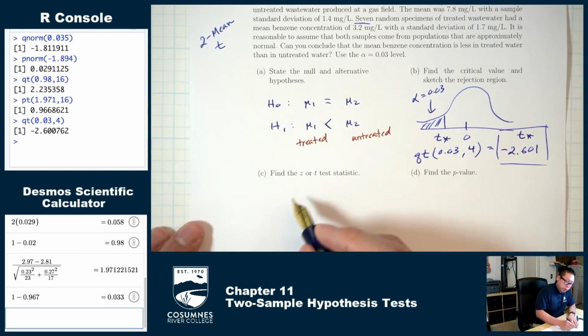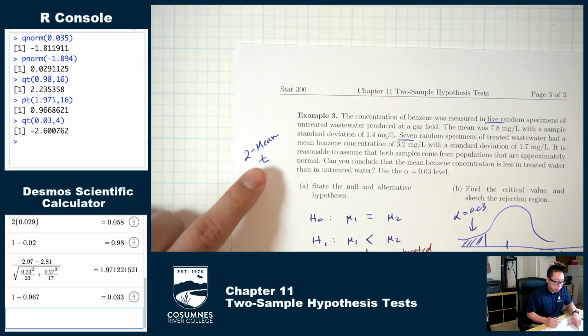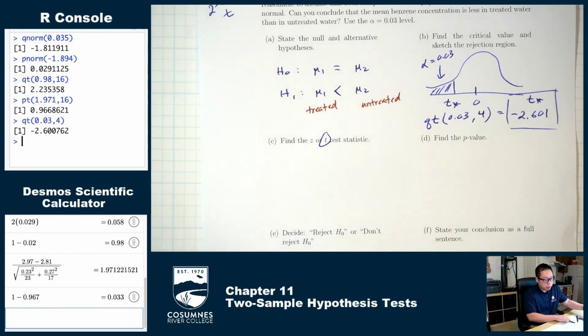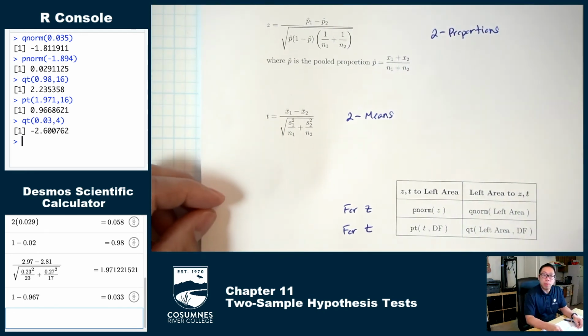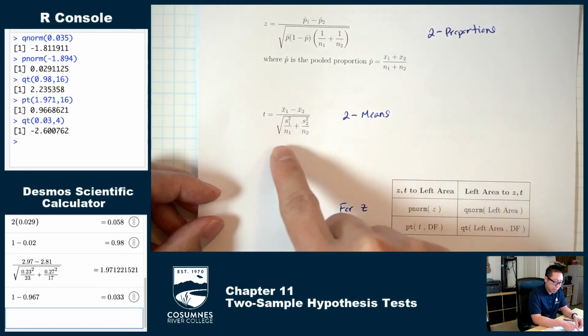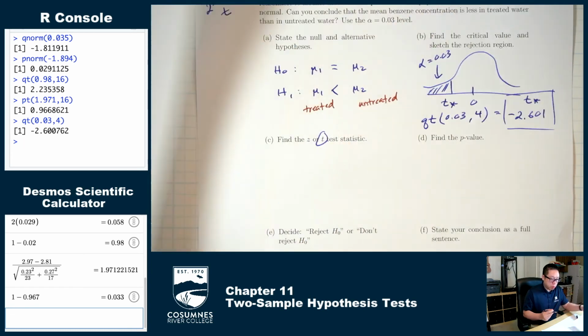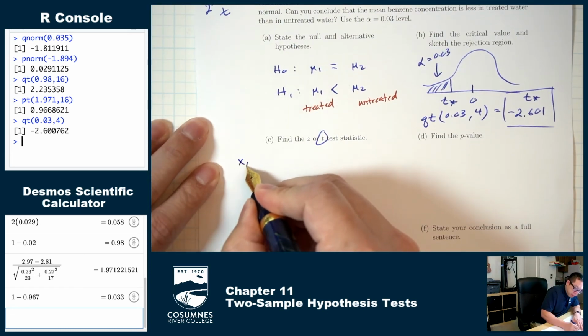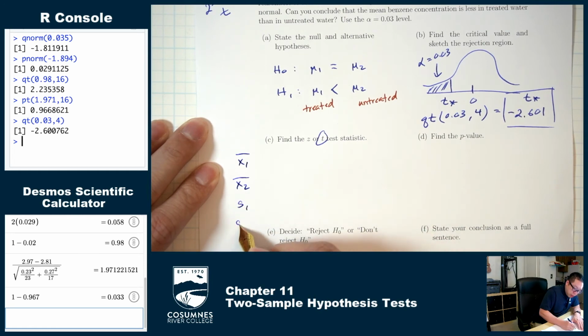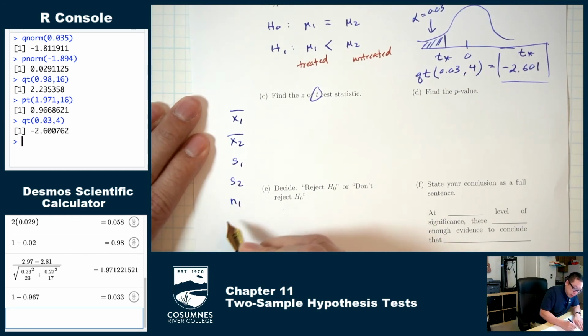Part C, find a Z or T. We're talking about means. I should be finding T's. And we're talking about 2 means. So I should be using the second T formula, the one that has an x1 bar, x2 bar, s1, s2, n1, n2. So x1 bar, x2 bar, s1, s2, n1, n2.